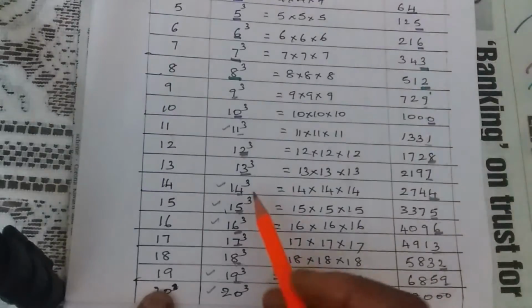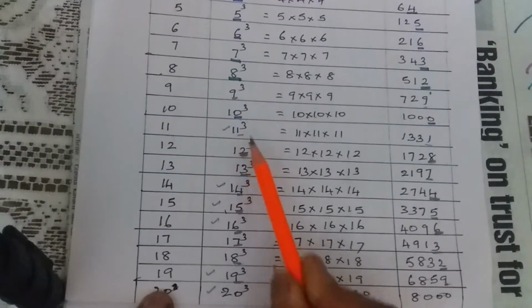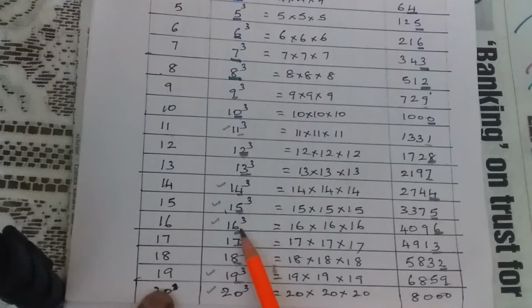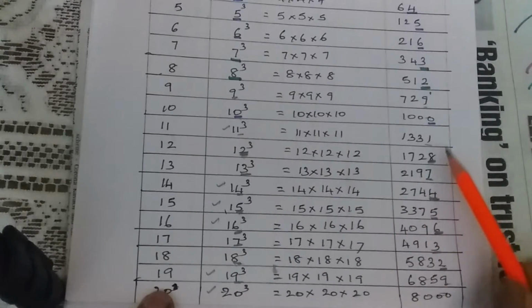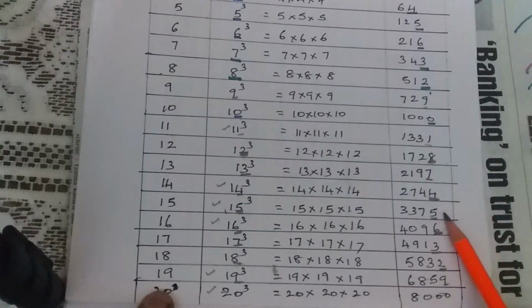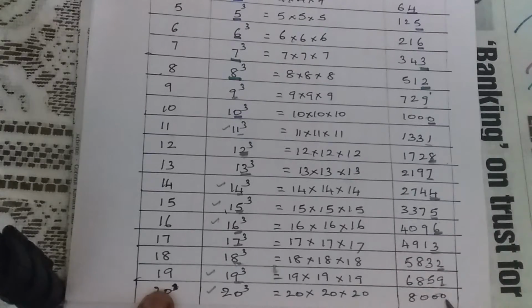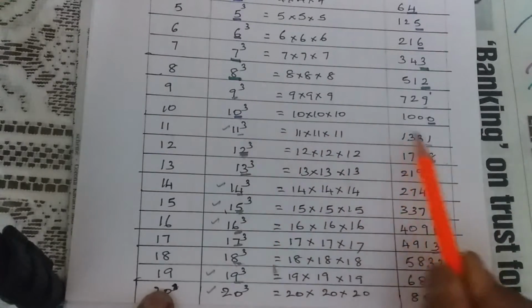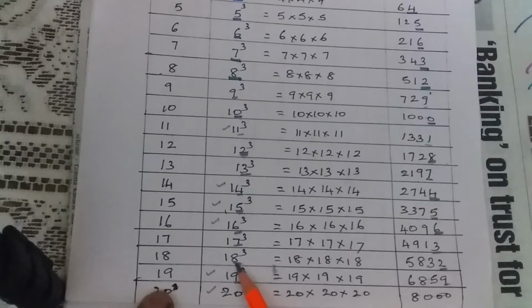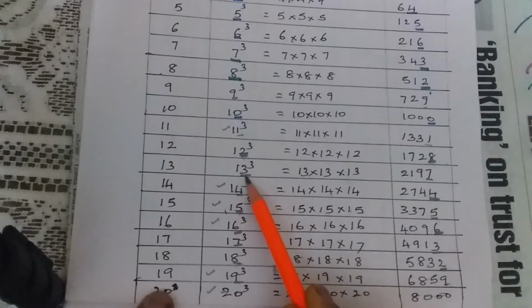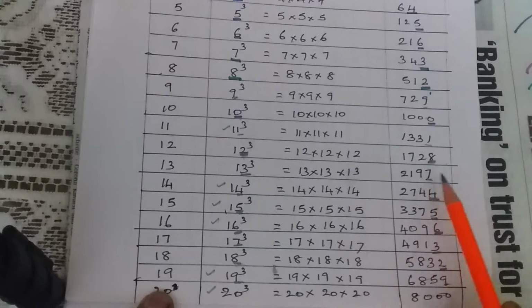So we can conclude numbers ending with 1, 4, 5, 6, 9 and 0, their cubes also end with the same digits 1, 4, 5, 6, 9 and 0. If it ends with 2, then the cube ends with 8. If a number ends with 8, cube ends with 2. Then if a number ends with 3, the cube ends with 7. If the number ends with 7, then the cube ends with 3.